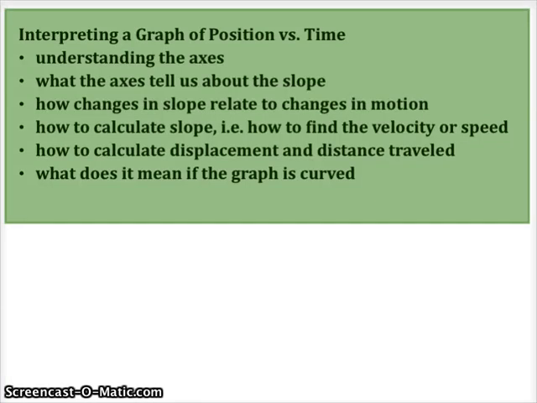In our class, we will discuss two different types of motion graphs for the most part, position versus time and velocity versus time. With position versus time graphs, these are the main things that we need to be able to do. Everything relates mainly to slope and how that relates to the object's motion.